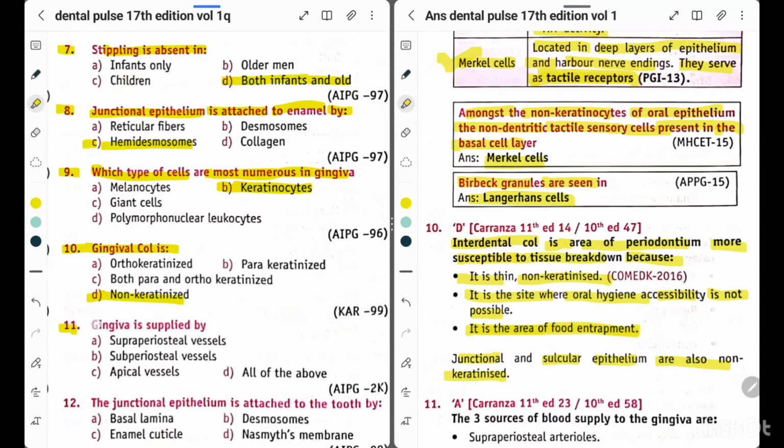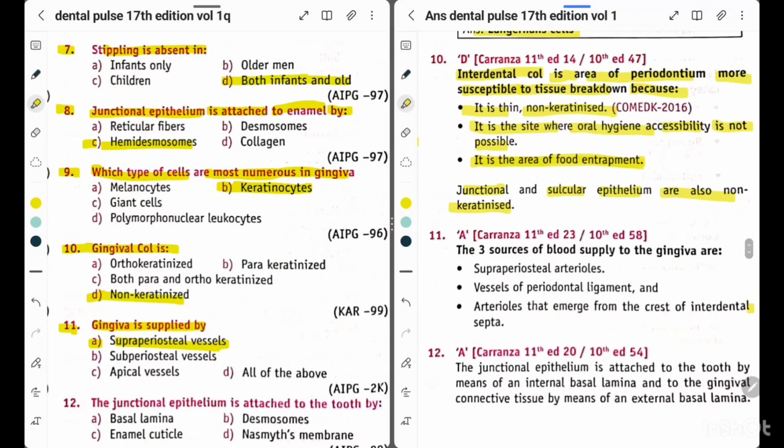Question 11. Gingiva is supplied by, option A, supraperiosteal vessels, option B, subperiosteal vessels, option C, apical vessels, option D, all of the above. So its answer is option A, supraperiosteal vessels.